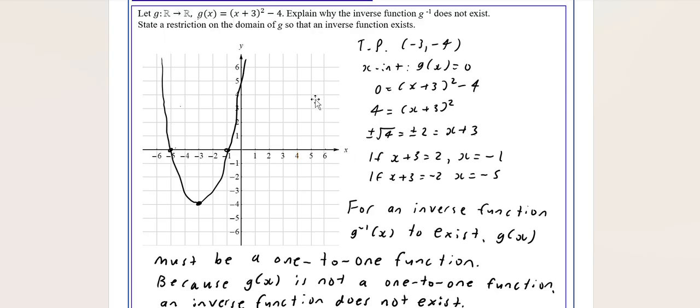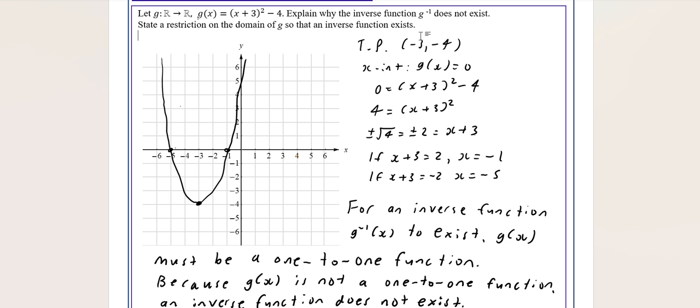So now we've got to do the second bit. State a restriction on the domain of G so that an inverse function exists. Now we've seen this before. We've seen that if a function isn't one-to-one, we can split it in half by restricting the domain in order to make it into a one-to-one function.